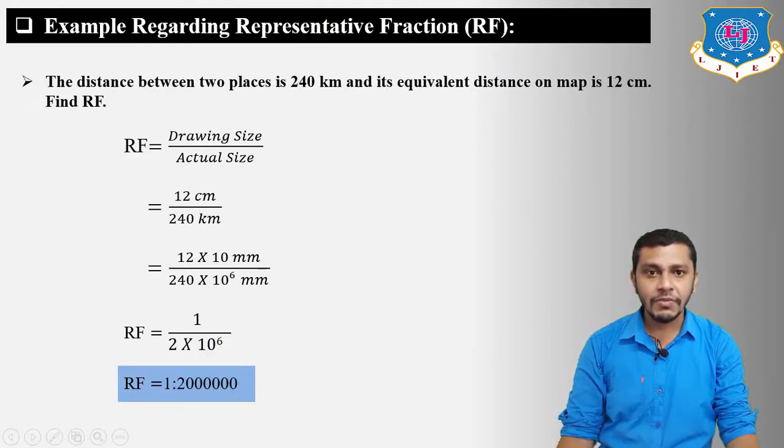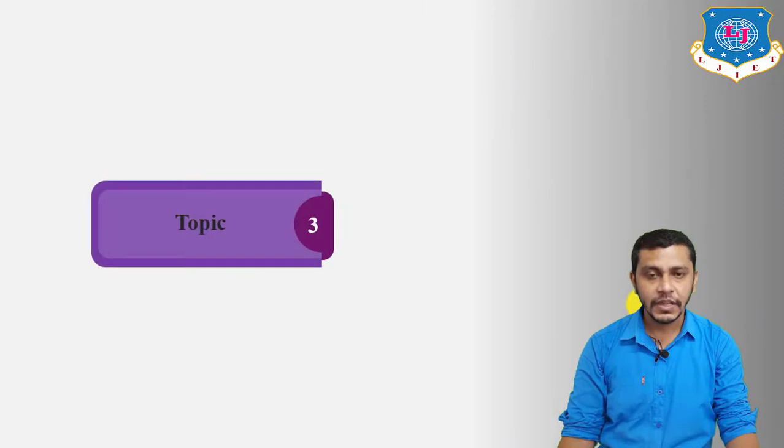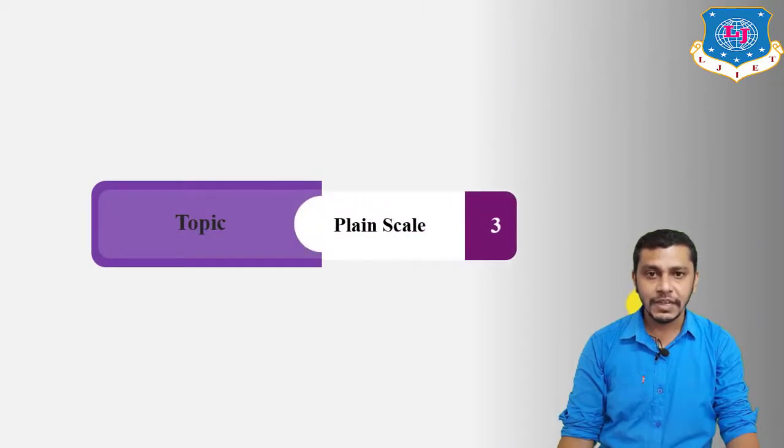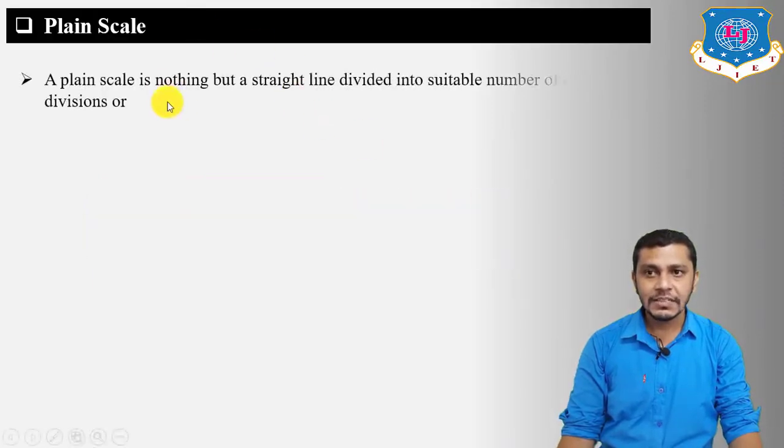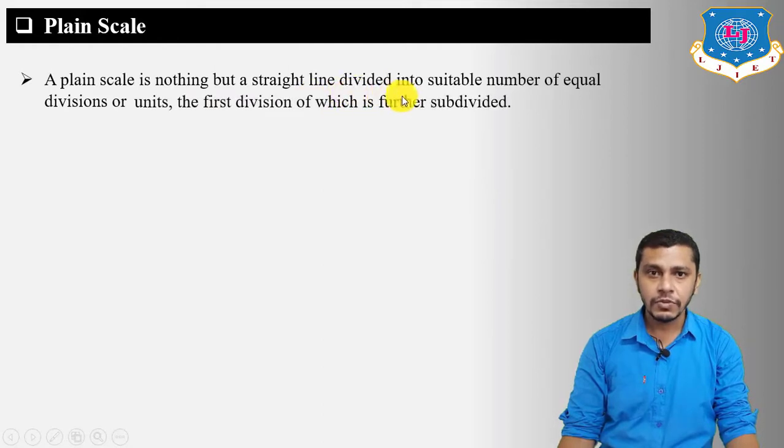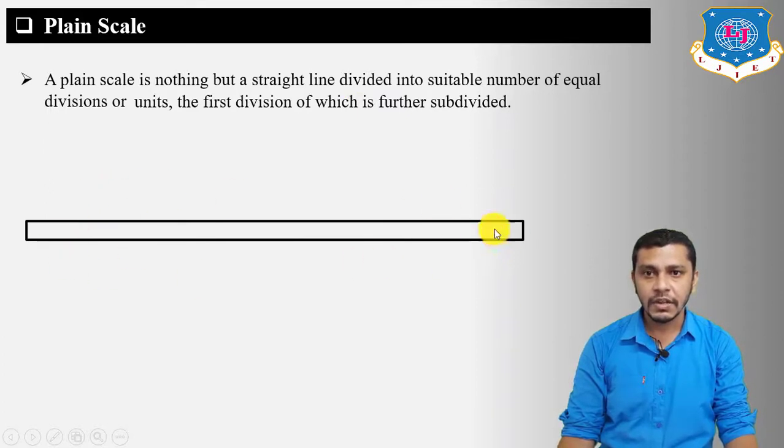Now by using the RF and the unit conversion, let us see the next topic, which is plane scale. So what is a plane scale? A plane scale is nothing but a straight line divided into a suitable number of divisions or units, and the first division of which is further subdivided into subdivisions. So here is the figure or length which is divided into some main number of divisions, and the first main division is divided into subdivisions.